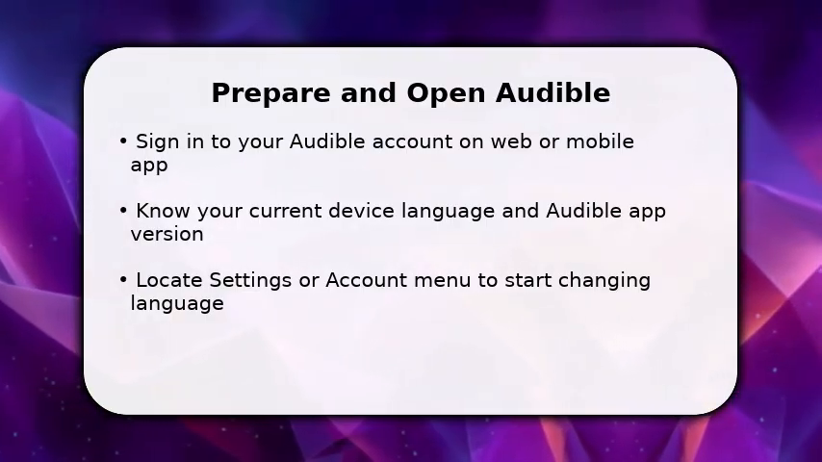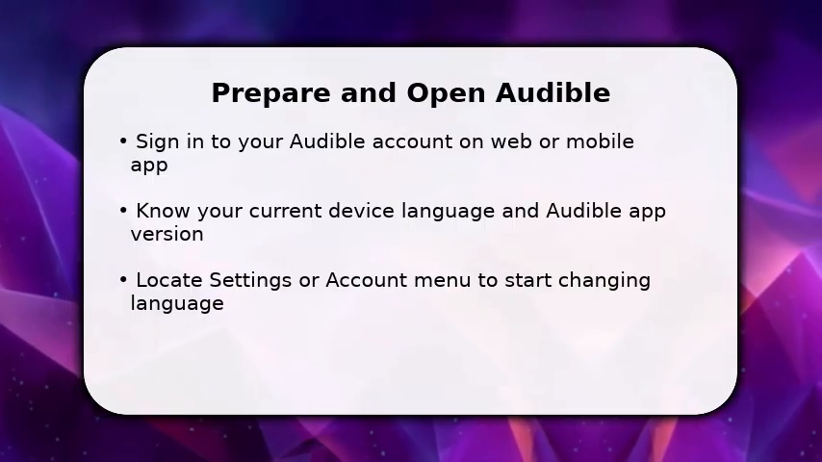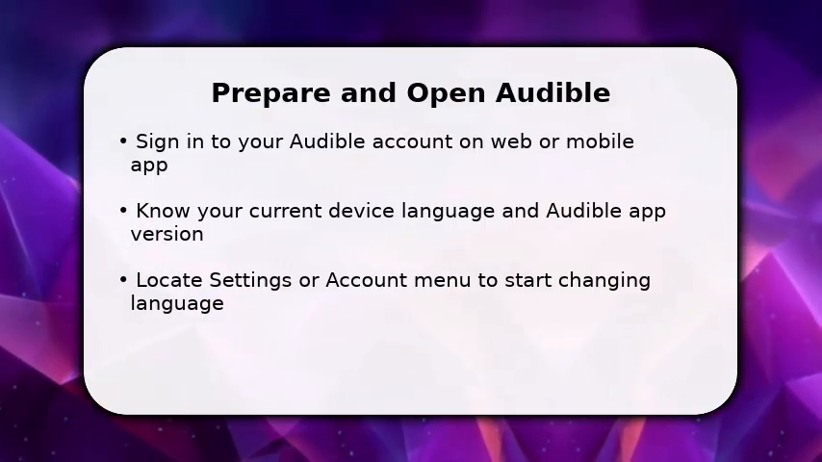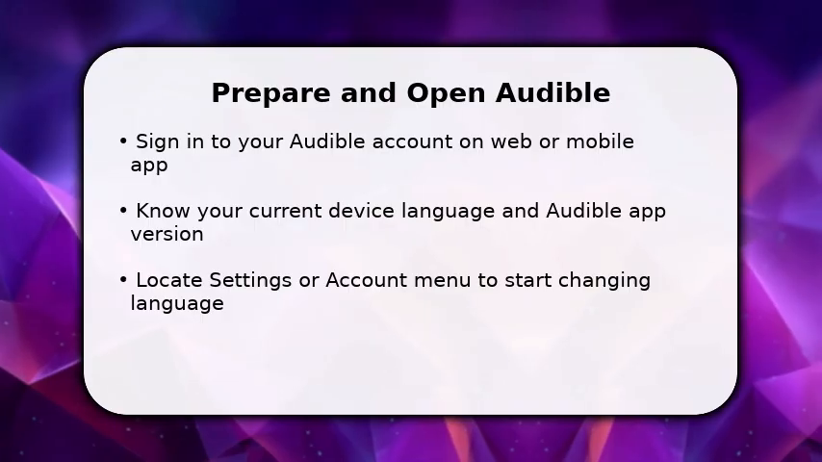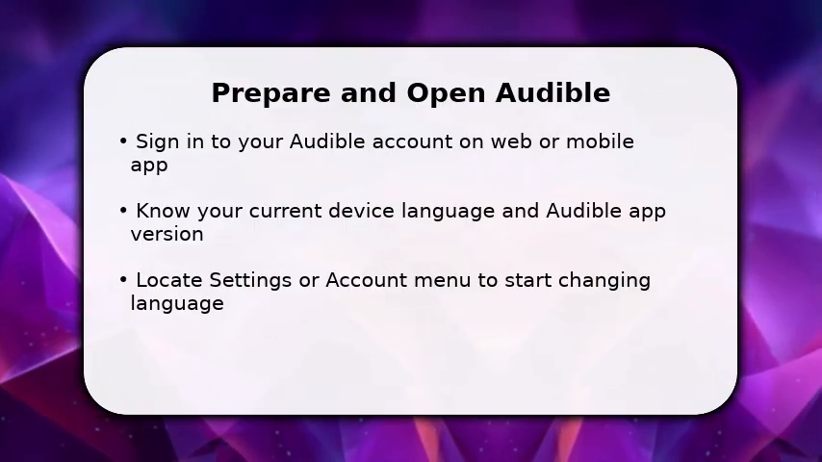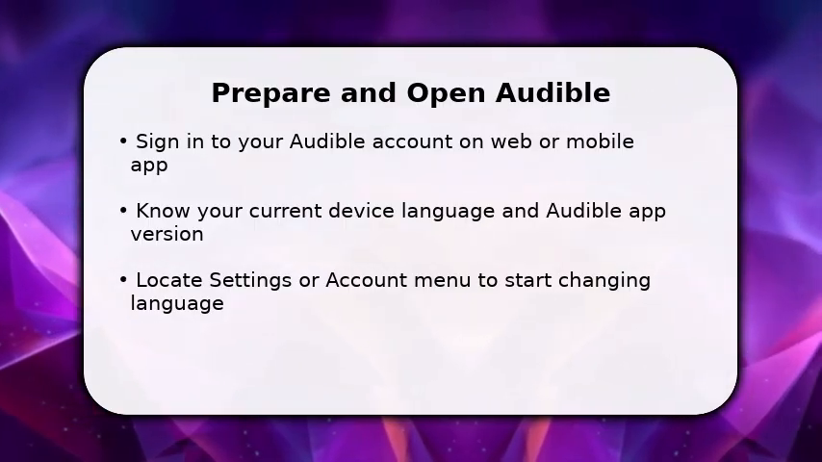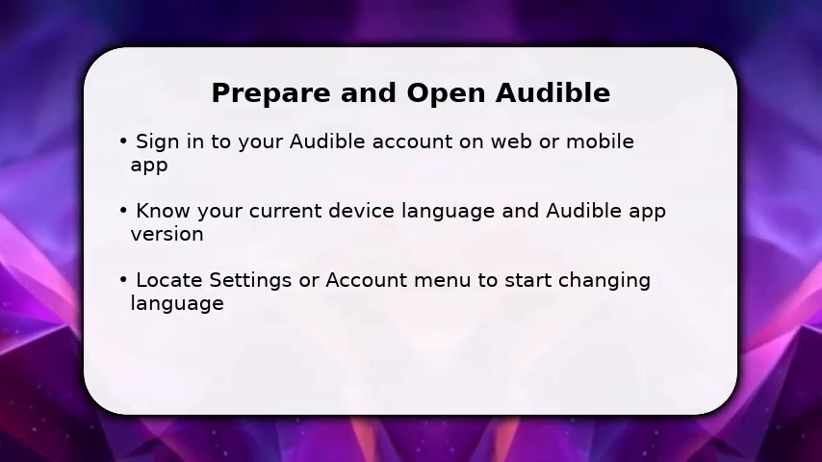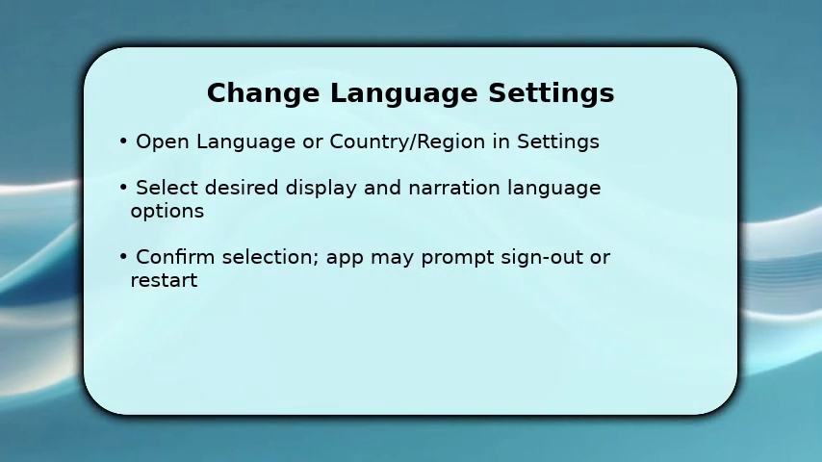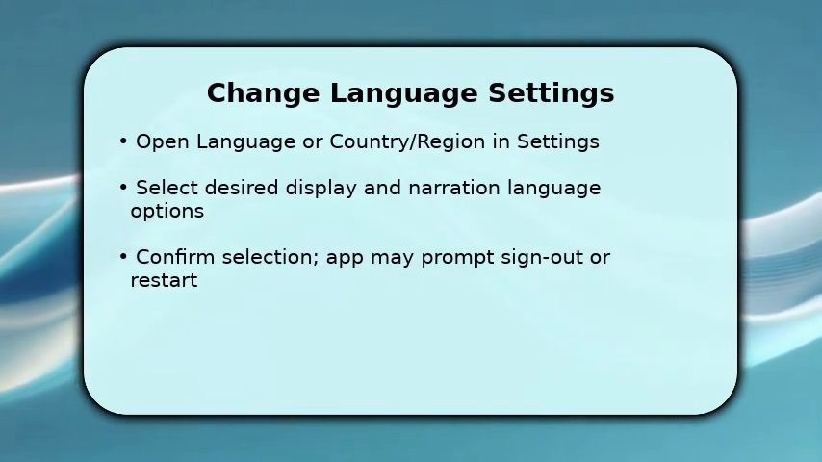If using mobile, check the app version and permissions because older builds sometimes hide language options. Now, proceed to the Language or Region section to begin changing Audible's language. Once in Settings, find Language or Country and Region. The labels vary by platform.